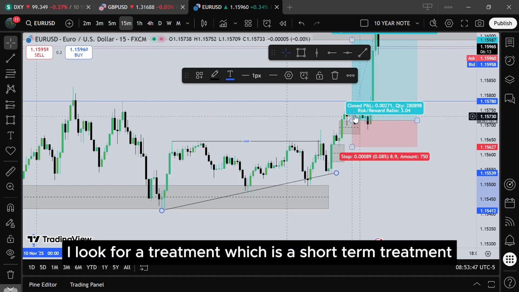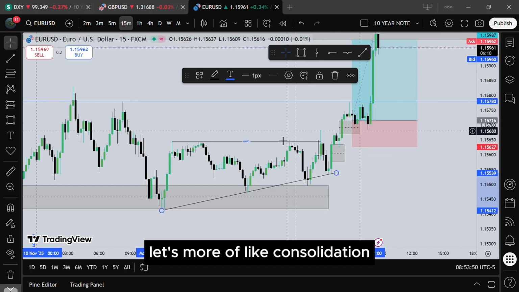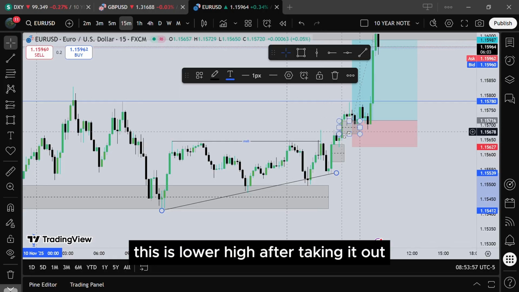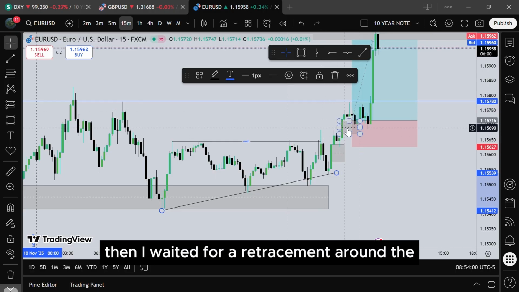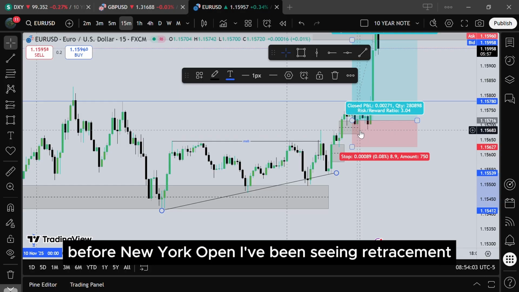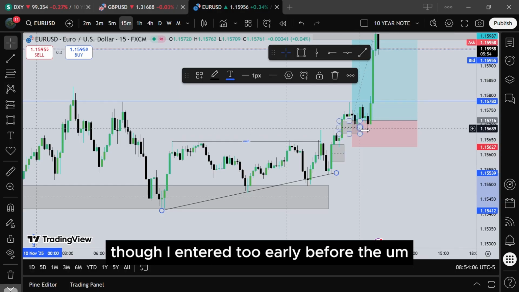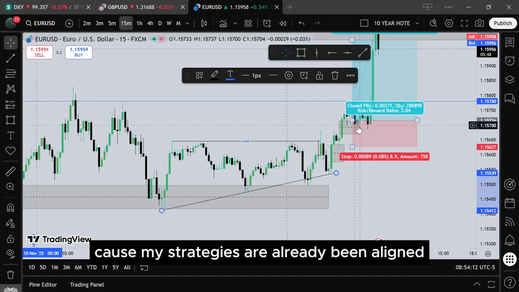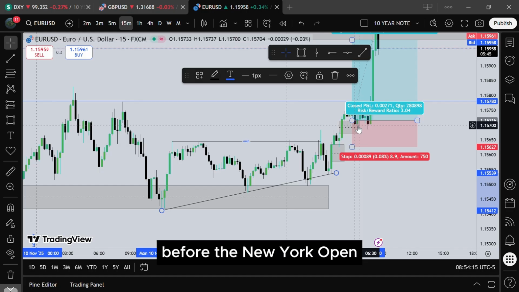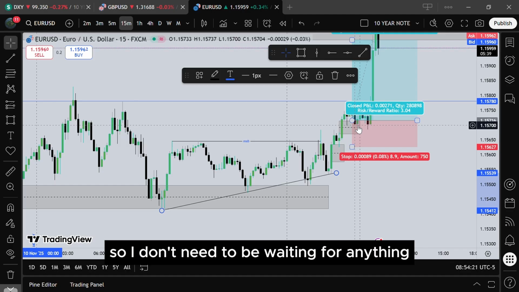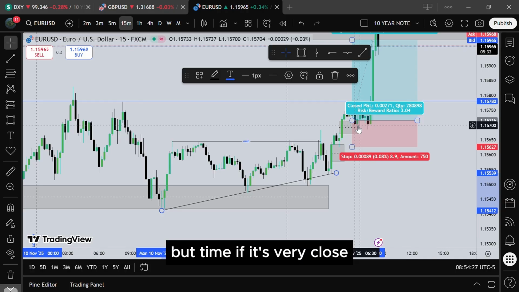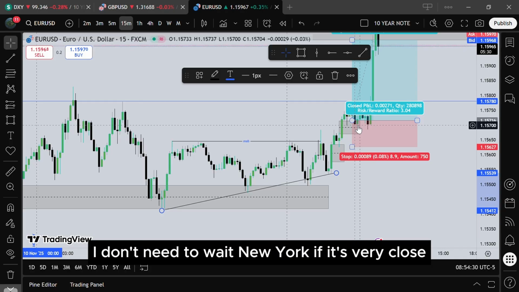I looked for a retracement, a short-term retracement, more like consolidation after taking out these equal highs and the highs here. This is a lower high. After taking it out, I waited for a retracement before the New York Open. I entered a bit early before the New York Open because my strategy had already been aligned, everything had already been aligned. Sometimes you have to wait, but I know what I'm doing. Once my strategy and everything align, though I trade time and price sometimes, if time is very close, I don't need to wait till New York Open.